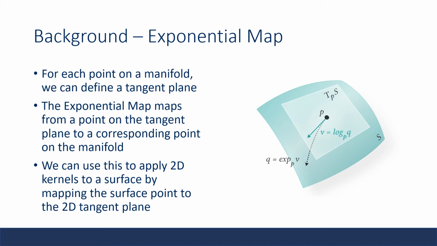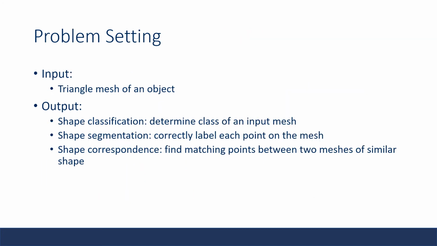This is a map that defines a relation between the tangent plane at a certain point on the surface onto a point on the actual surface. In this paper, it is used to apply the 2D convolution kernels onto the surface by mapping to the surface point and then applying the convolution. Now let's move on to the network proposed by the paper.